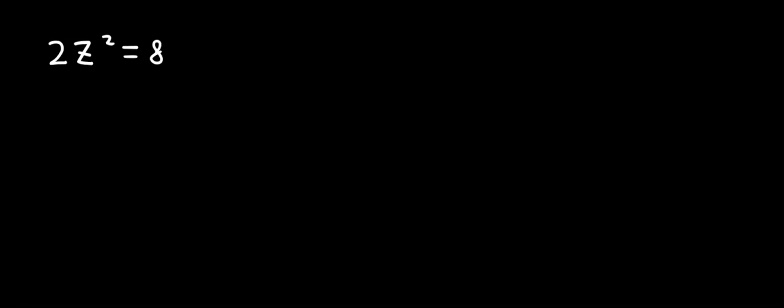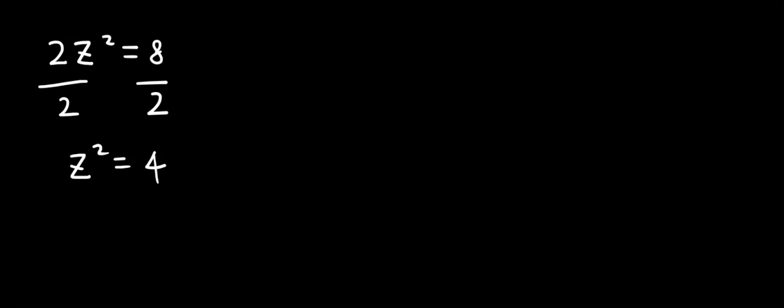Welcome back. Let us work on how to use square roots to solve quadratic equations. Our first example is 2z squared equals 8. I'm going to isolate the z. Now, we're going to divide by 2 each side. So we have z squared is 4.